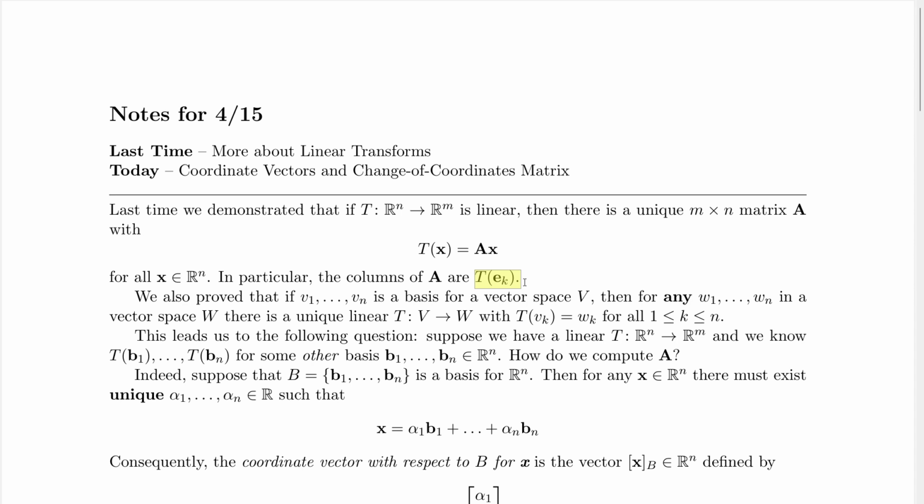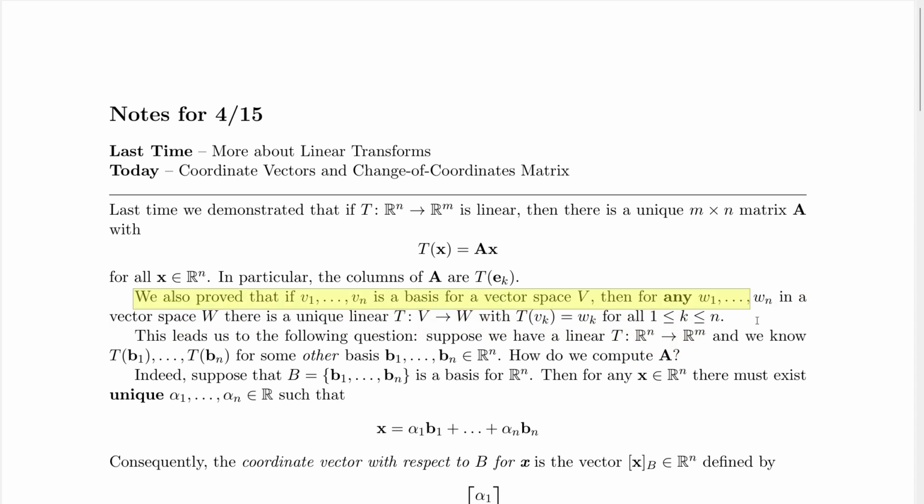However, we also demonstrated that if you have any basis for a vector space, then there is a unique linear mapping that sends those basis elements to whatever vectors you like. So if you have any basis, linear mappings can be constructed. With these two results proven, this leads to a pretty natural question. Suppose that I do have a linear mapping between Euclidean spaces, a linear mapping from R^n to R^m.